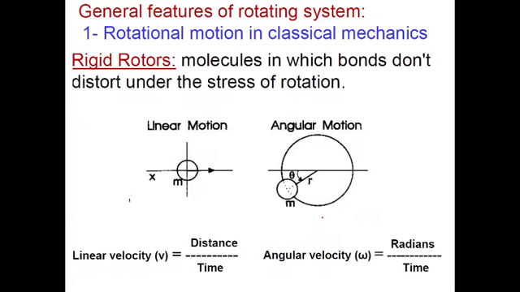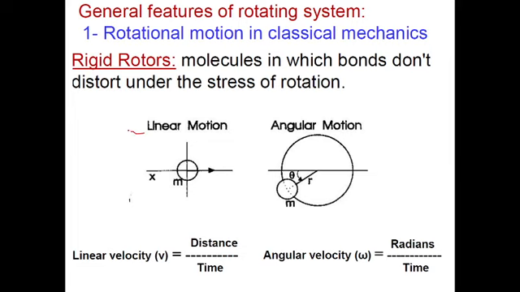Let us see next the general features of a rotating system. First, there is rotational motion in classical mechanics. In that we will learn about the rigid rotor. What is a rigid rotor? It is a molecule in which bonds don't distort under the stress of rotation. That means after the rotation of the molecule, the bond between the atoms is not going to break or distort. That is called a rigid rotor. The bond is rigid after rotation.